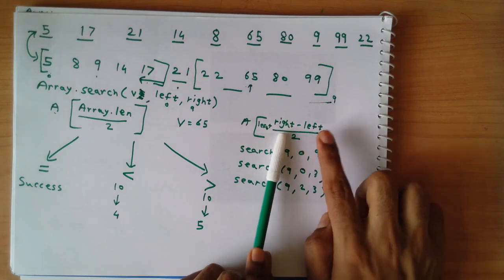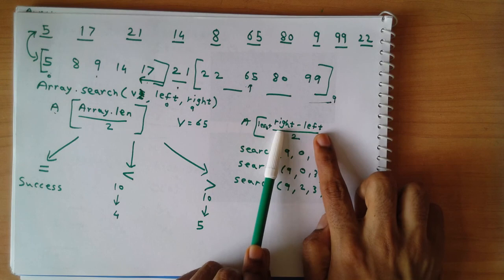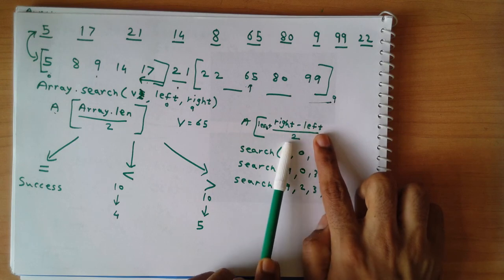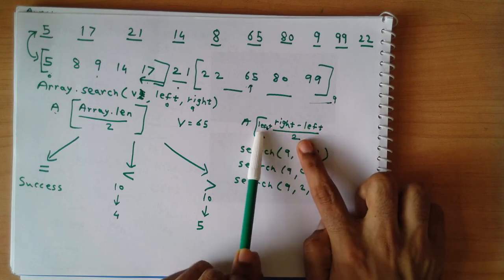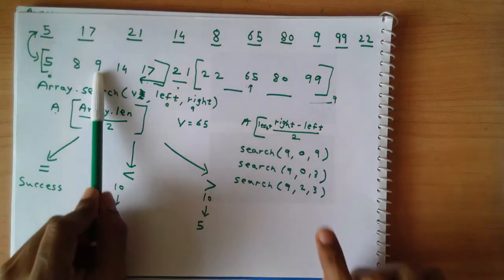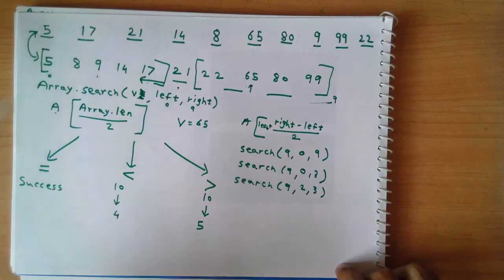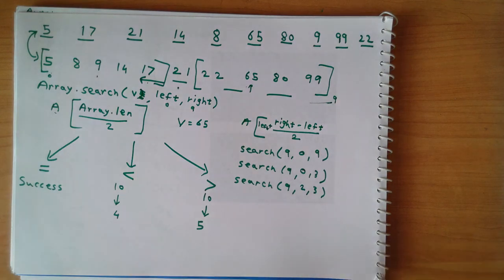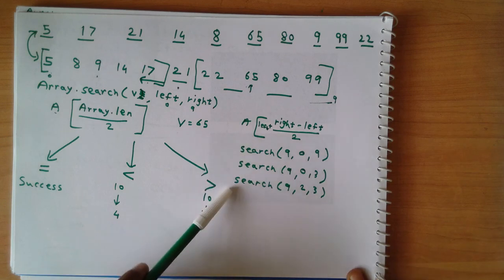Right is 3, left is 2, 3 minus 2 is 1, 1 divided by 2 is 0, so left is 2. So 0, 1, 2, I'm going to compare against this element, and that's when I'm going to hit the success. Okay, so that's the way my binary search is going to work, and I required only 3 comparisons.